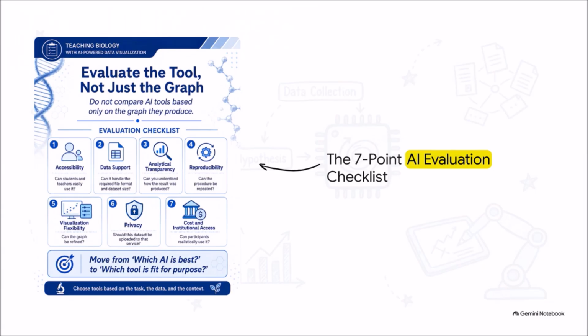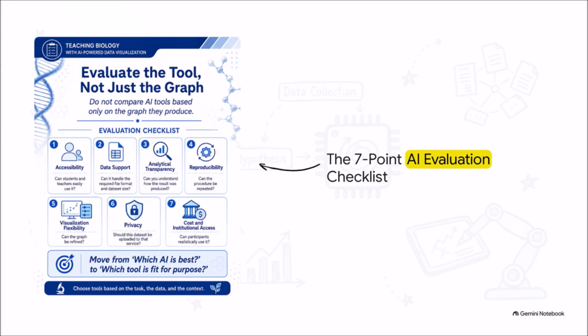Look at point number 3, analytical transparency. The guiding question here is, can you understand how the result was produced? Look, if the AI is acting as a total black box and you literally cannot explain the methodology to your peers, you just can't use it for serious academic work. Full stop. Now check out point number 4, reproducibility. Can the procedure be repeated? We all know that in science, if a result cannot be repeated, it's essentially worthless.